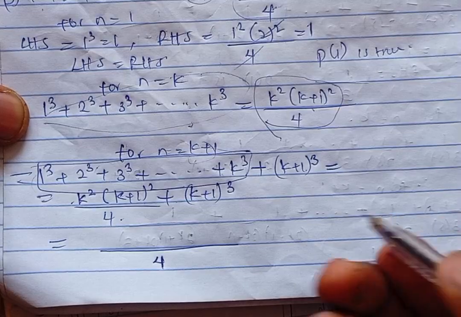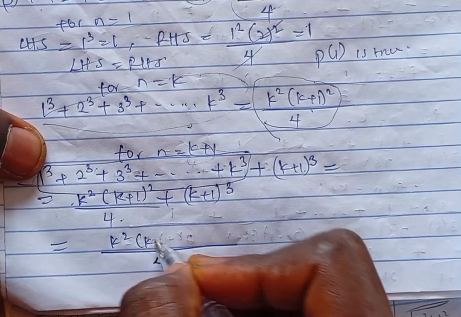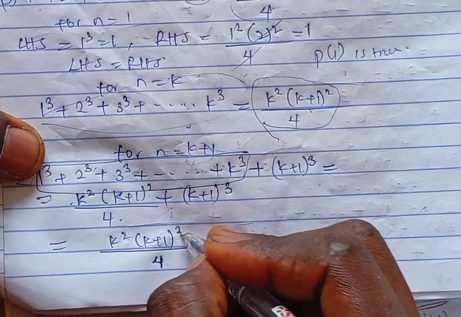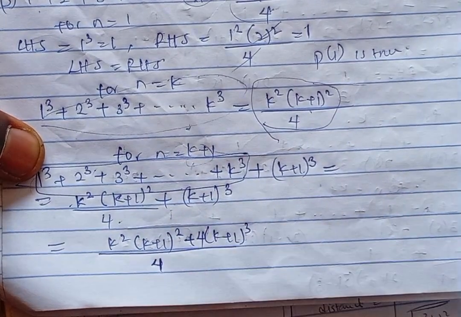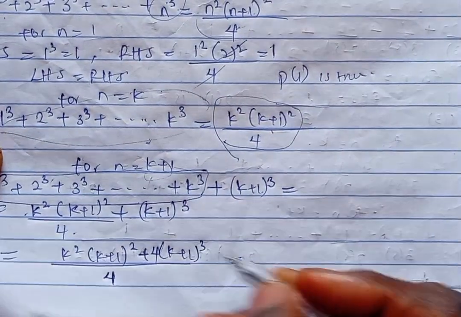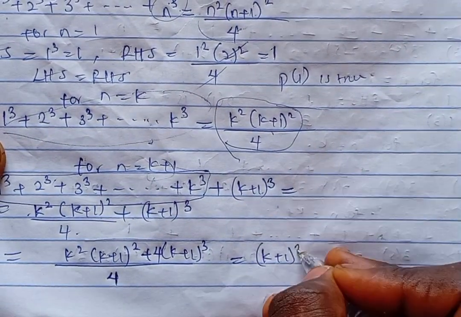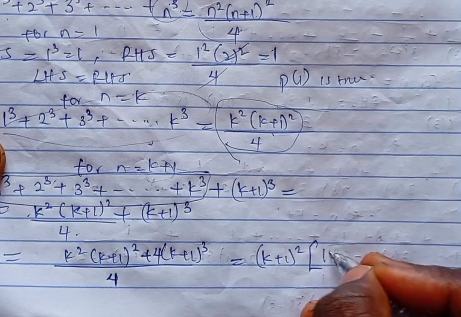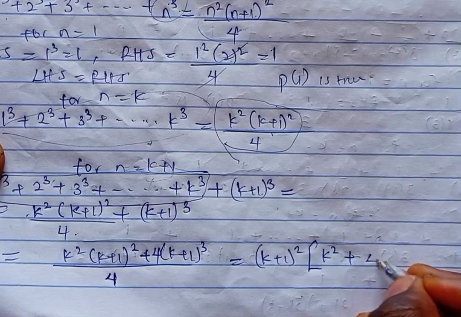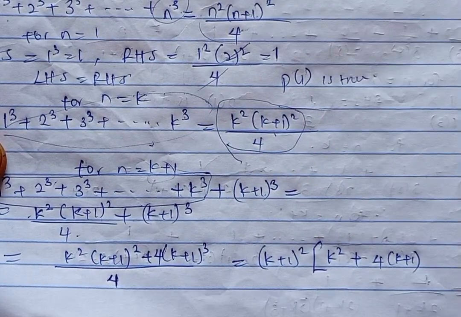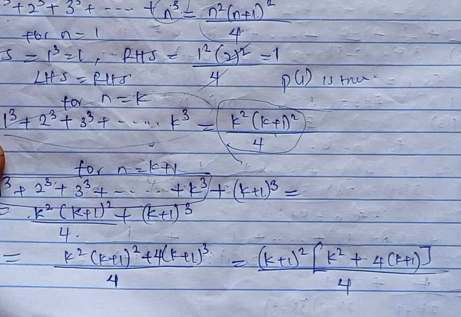Okay, finding the LCM, I have k squared into (k plus 1) all squared plus (k plus 1), or 4 into (k plus 1). So simplifying, I can factorize (k plus 1) squared out, all squared into k squared plus, right? So it will remain 4 into (k plus 1), everything over 4.